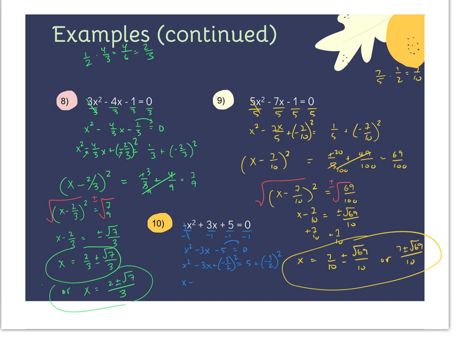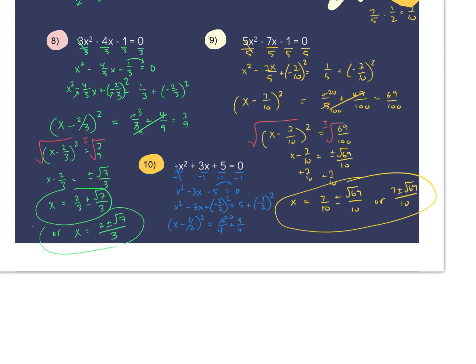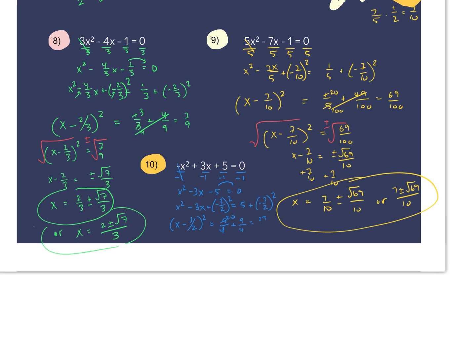This side becomes x minus 3 over 2 and the whole thing squared. This side over here becomes 5 over 1 plus 9 over 4. So if I want to change this to a 4, I'm going to have to change this to a 20. Okay, so this side here is going to be 29 over 4. So I've got x minus 3 over 2 squared equals 29 over 4. Square root.